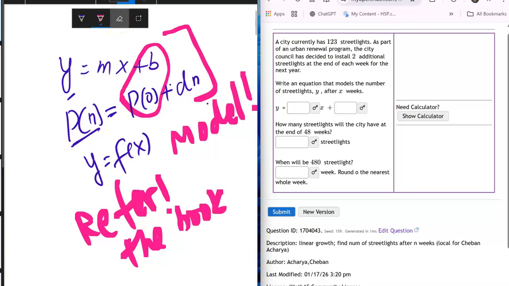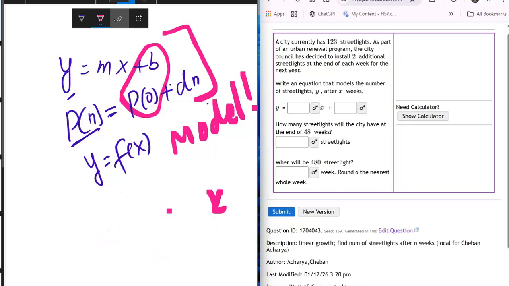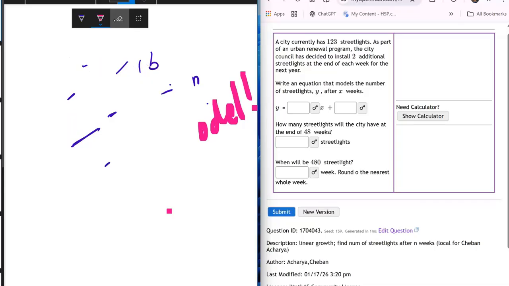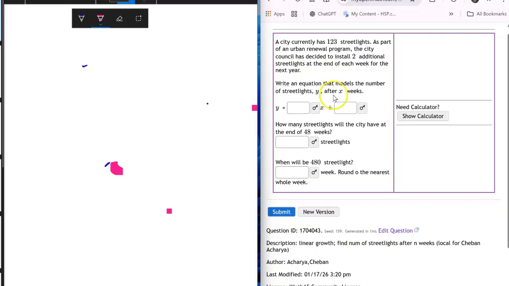So now let's do this question here. In this question, you're going to find the function. There are three parts to the problem. The first part is to find the function. Remember that the function is given in the form of y equals. So you have to fill out a couple of boxes here. The first one is to write the equation, that's called the function or the model that models this problem.